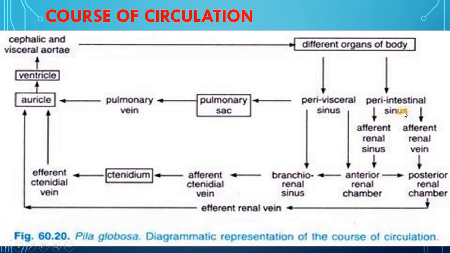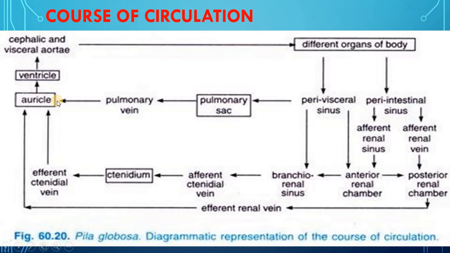The blood from the periintestinal sinus also follows two pathways, either through the afferent renal vein to the anterior renal chamber, then the branchiorenal sinus, afferent ctenidial vein, ctenidium, efferent ctenidial vein to the auricle, or from the afferent renal vein to the posterior renal chamber, passing through the efferent renal vein, which then finally reaches the auricle. The other pathway followed by the perivisceral sinus is to the pulmonary sac, from the pulmonary sac to the pulmonary vein and to the auricle.